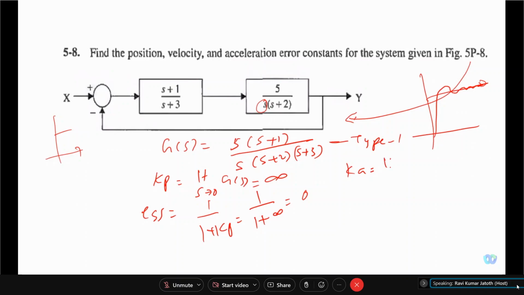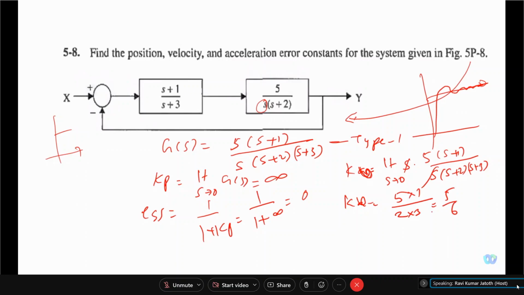Limit s tends to 0 of s times g of s, which is 5 into (s plus 1) by s into (s plus 2) into (s plus 3). When s tends to 0, what do you get? Ka is 0. Kv is 5 by 6.